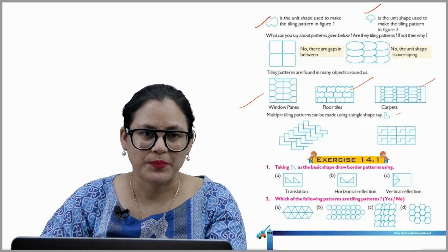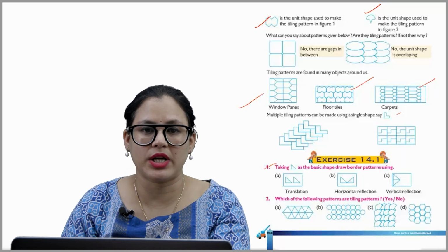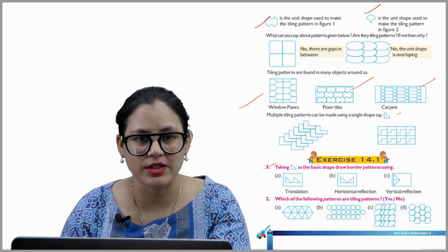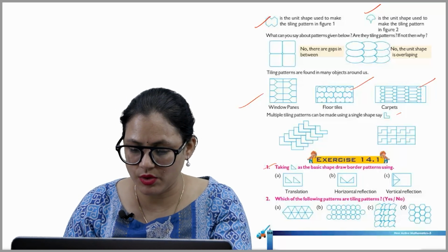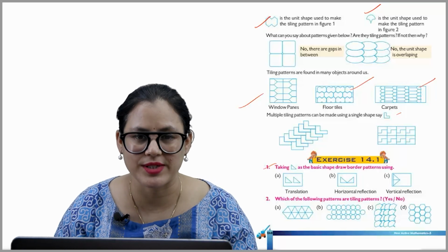Exercise 14.1. Taking this shape, that is a triangle, as a basic shape, draw border patterns. So you have to use translation, horizontal reflection and vertical reflection, right. You will do it by yourself, right.